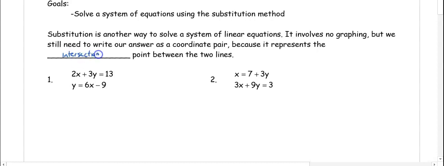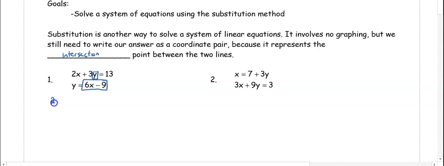of two lines. So when we are solving with substitution, we need one of our equations to have a variable by itself. So in number one, we have 2x plus 3y equals 13. And y equals 6x minus 9. So we want to take what y is equal to and replace y in the other equation so that we can get rid of one of the variables so that we can solve.